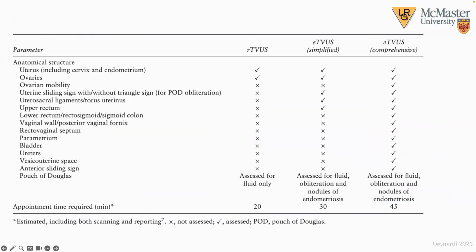Here we have the differences between the various types of scans. The routine pelvic ultrasound, you can see uterus, ovaries. The simplified scan has a few additional really high yield structures. And the advanced ultrasound, really the comprehensive ultrasound, which anybody who's pursuing surgery should undergo. That is where we have allocated all of the various structures to assess.